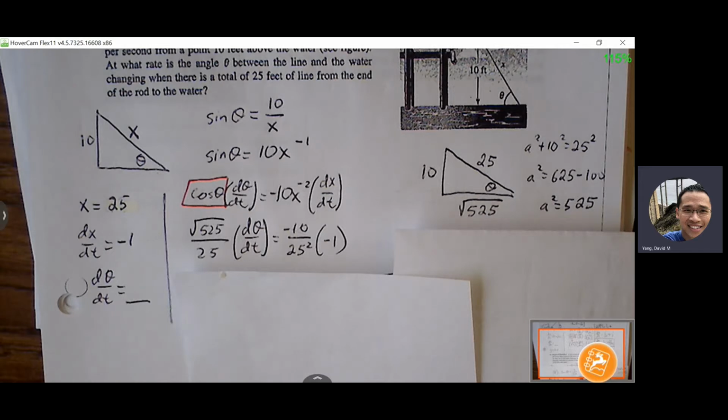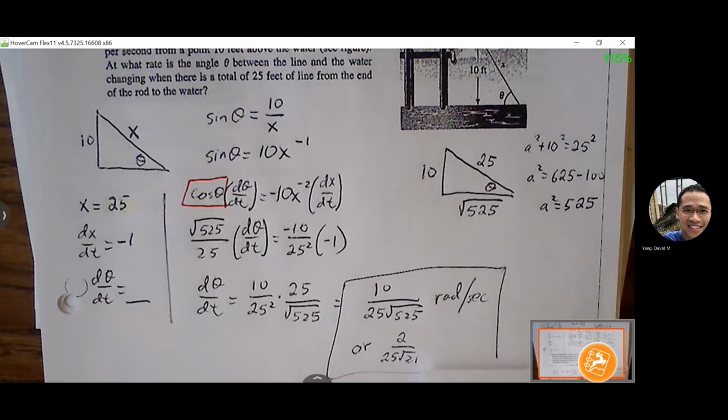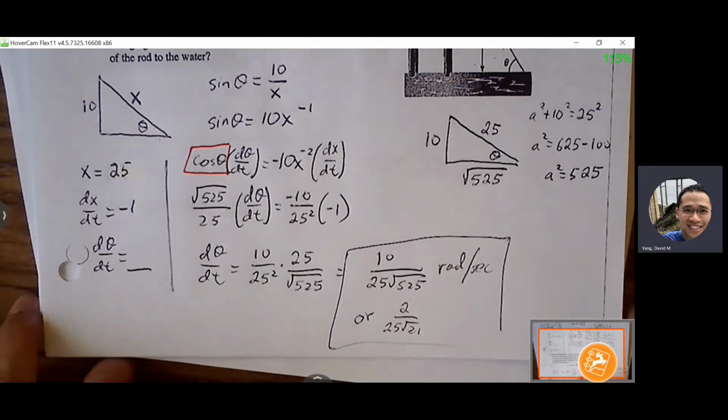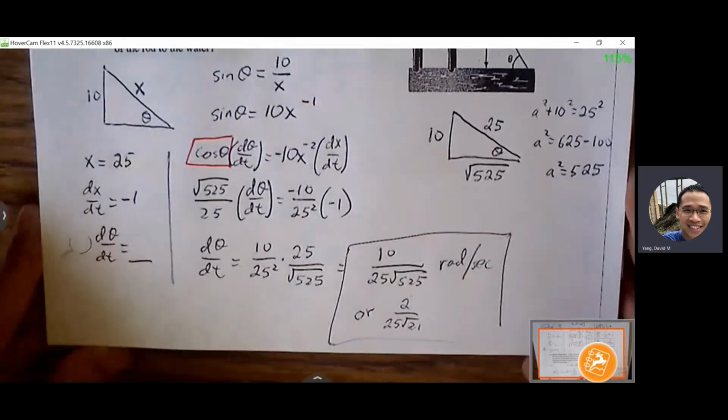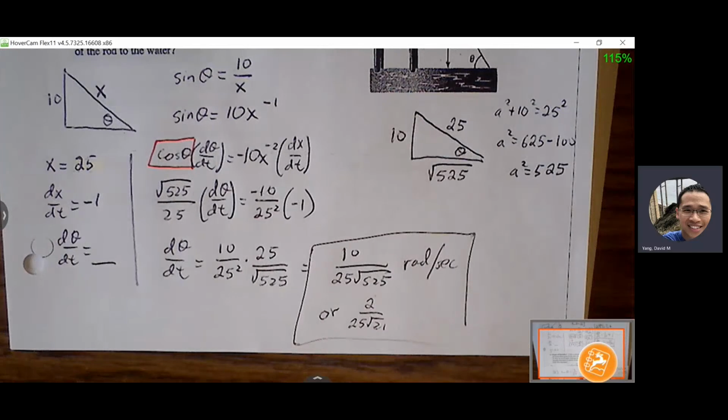Dividing by that fraction is the same thing as multiplying by the reciprocal. We can bring that root 525 over 25 over as 25 over root 525. And just go through your cleanup stage. Negatives cancel out. I can get one of the 25s to go away as well. So I have 10 over 25 root 525. But I won't take off points if you have unreduced answers, right? Same thing with AP exams. You're never going to be penalized if your answer is not simplified.